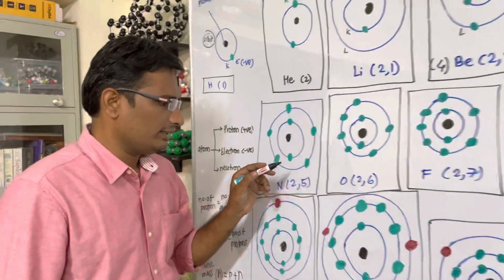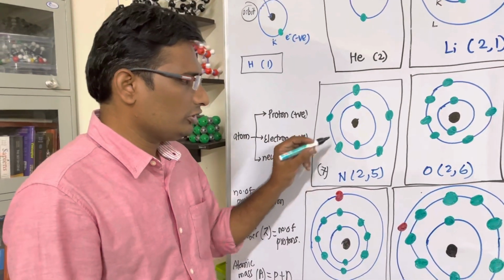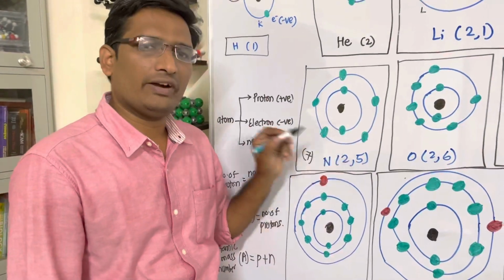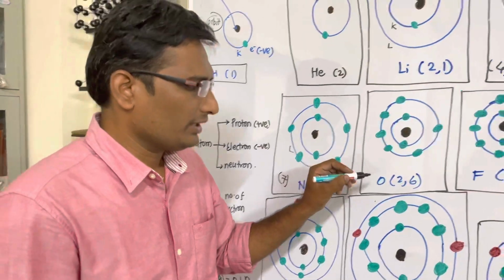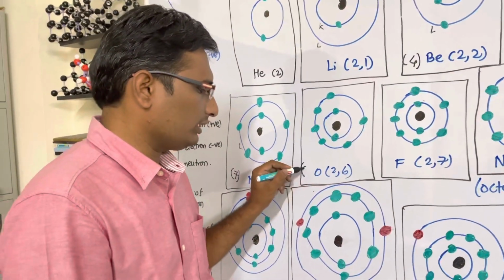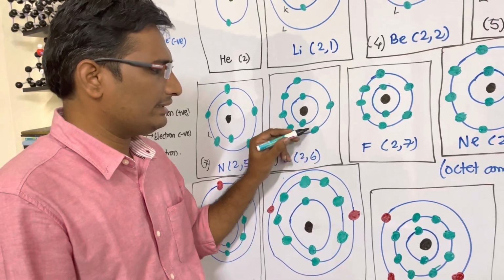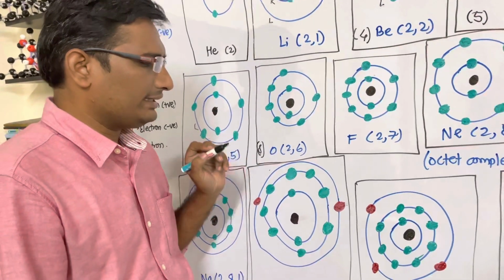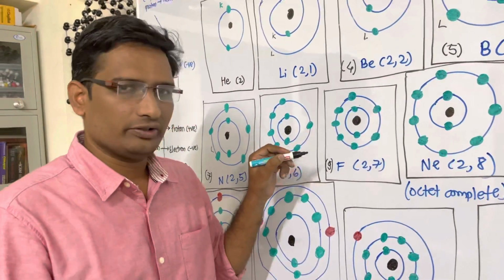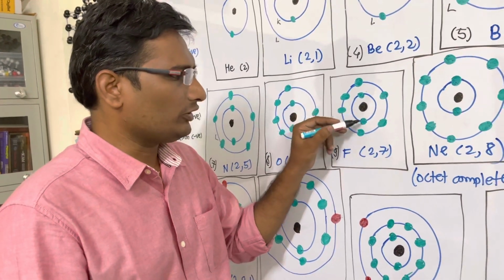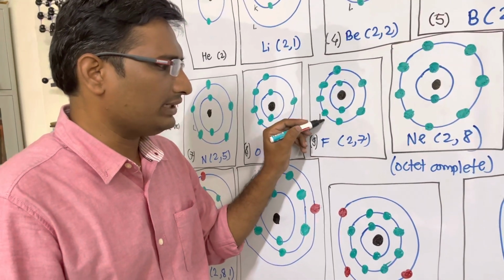Going ahead, the next element is nitrogen with atomic number 7. 2 electrons in the first shell, 5 electrons in the second shell, L shell. Oxygen with atomic number 8, 2 electrons in the first shell and remaining 6 electrons in the second shell. Next one is with atomic number 9, fluorine. It has 2 electrons in the first shell and 7 electrons in the second L shell.